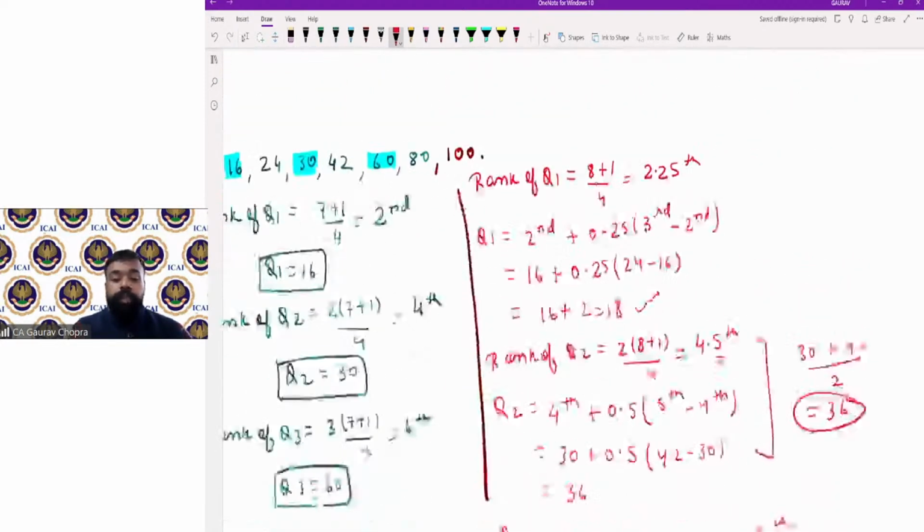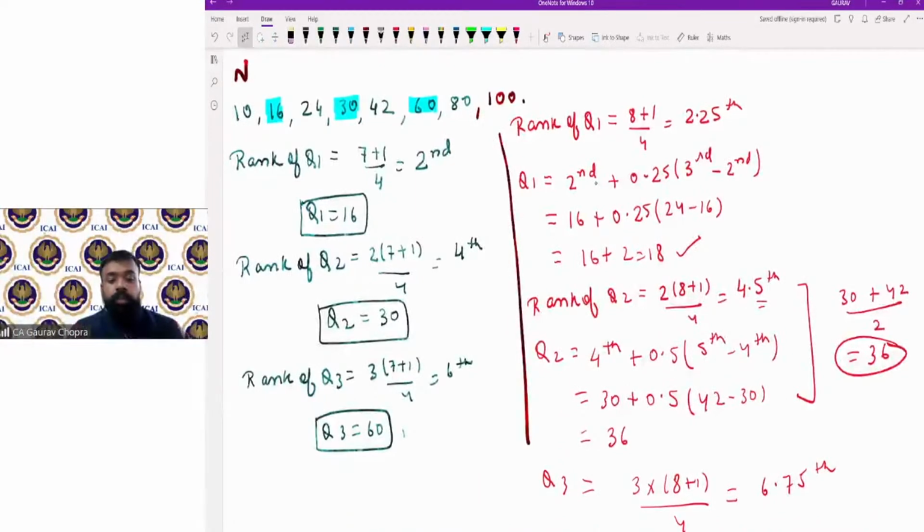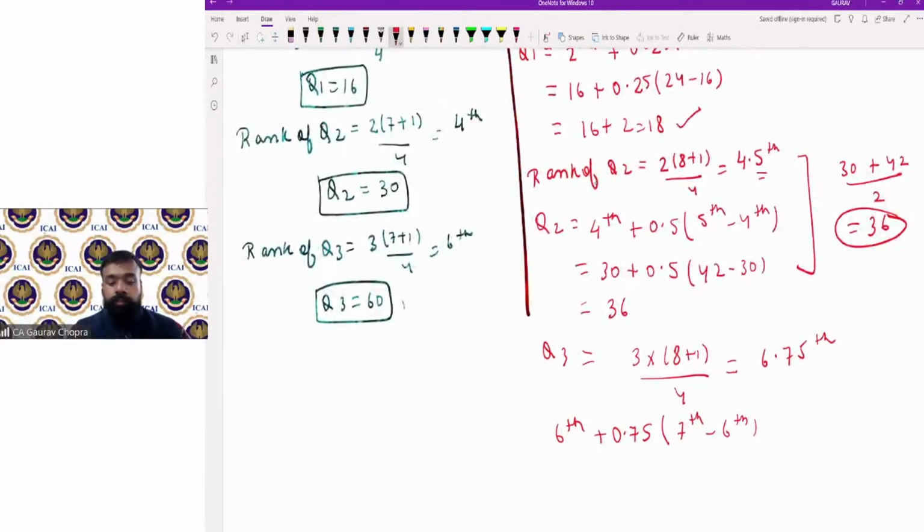Now what is the sixth value? Sixth value is 60 plus 0.75, then 80 minus 60. So 60 plus 15. Final answer is 75. So 75 is the correct answer.